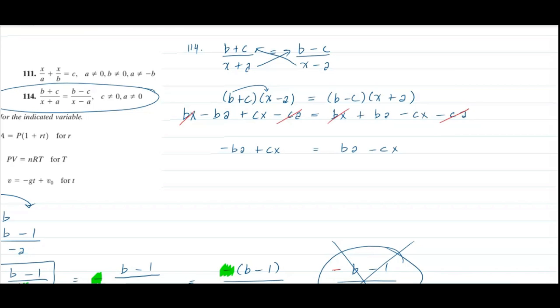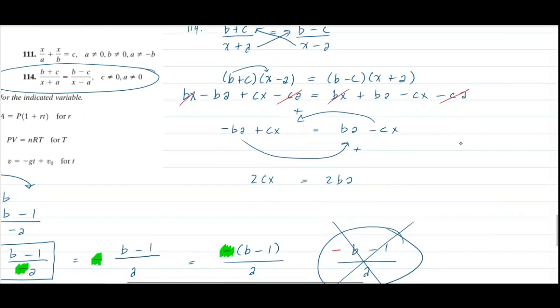Well, you've learned that you've got to group everything that's got an x onto one side, right? So let's move the negative cx to the left side, make it a plus, and let's move the negative ba to the right side, make it a plus. So you end up with cx plus cx, which is 2cx, and on the right side, you end up with ba plus ba, which is 2ba.